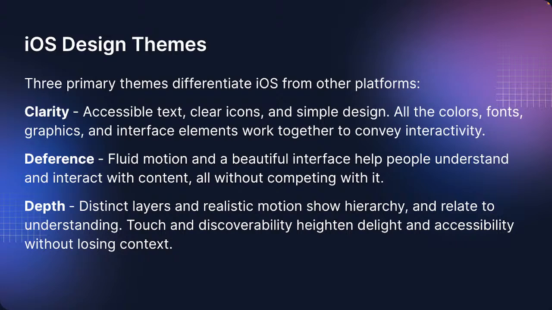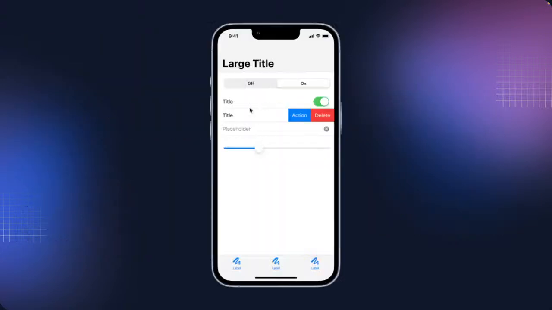So touch and discoverability, heightened delight, and accessibility without losing context. And this is something I designed last night to show a few of the different things right here. Like red color is for deleting, right? The blue is an action. The green is a toggle. You can tap on it, it shows a shadow. This is an on and off toggle right here, I guess. Not sure what the term is. We have a navbar at the bottom, a few labels, a navbar with a large title, time and all these things. These are icons everyone's familiar with nowadays.